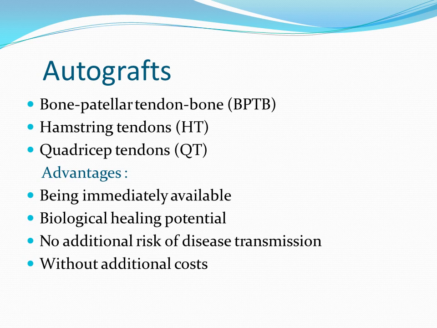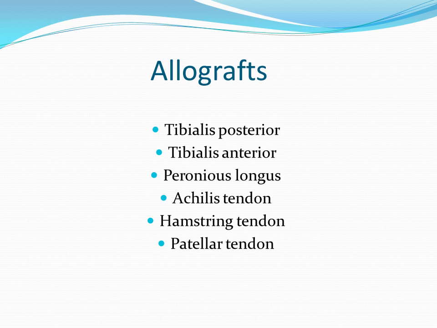Advantages of autografts are that they are immediately available and have biological healing potential. Of course, there is no additional risk of disease transmission, and they come without any additional cost. The commonly available allografts are tibialis posterior, tibialis anterior, peroneus longus, Achilles tendon, hamstring tendon, and patellar tendon.